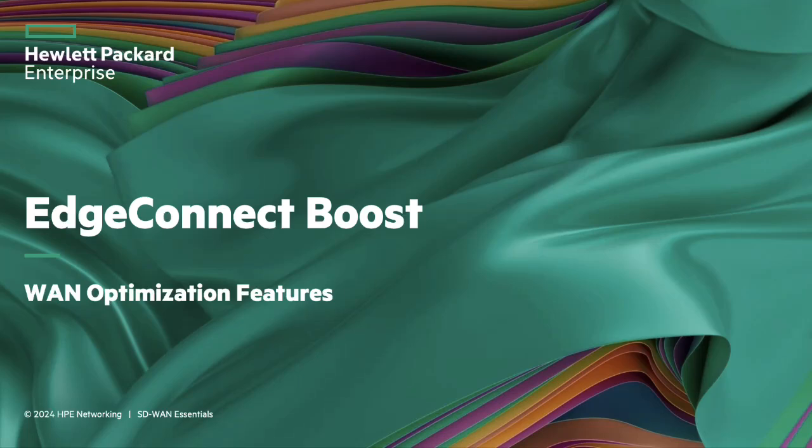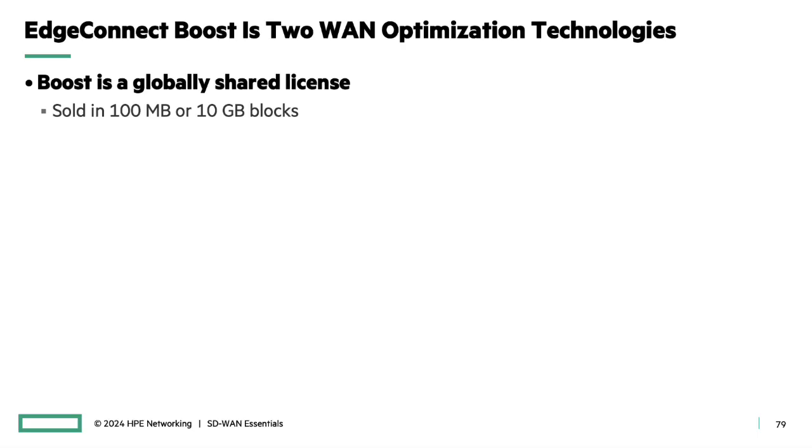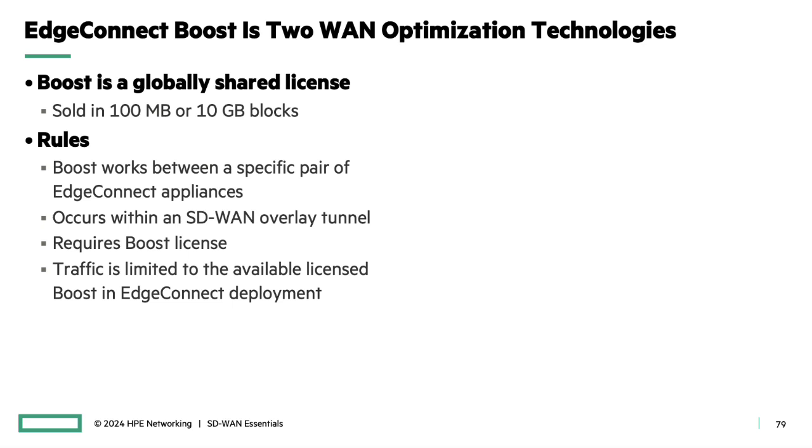In this section, we'll discuss Boost, an optional set of WAN optimization features that requires additional licensing. Boost is a globally shared license and sold in 100 megabit or 10 gig blocks. Rules to consider with Boost is that Boost always works between a pair of EdgeConnect appliances, and it occurs within an SD-WAN overlay tunnel. Pass-through traffic cannot be boosted.